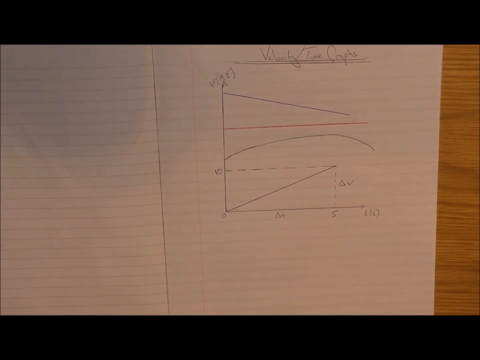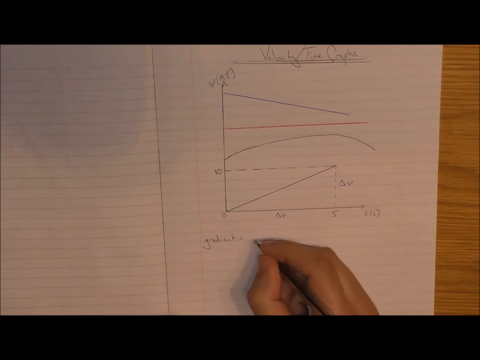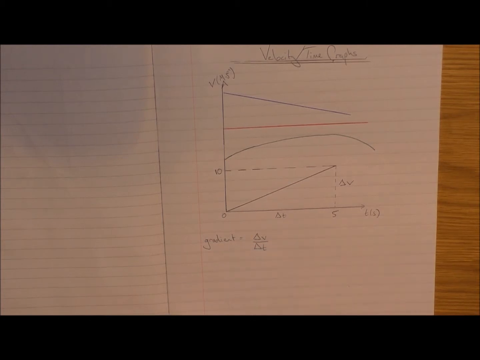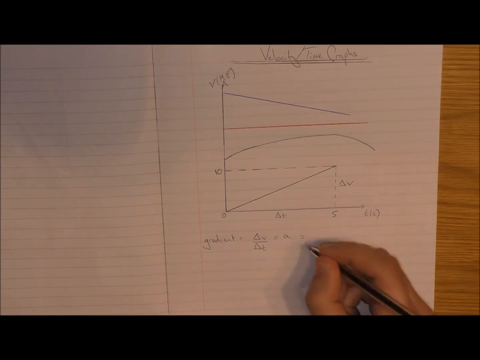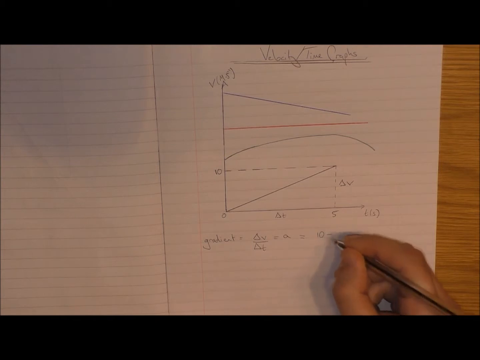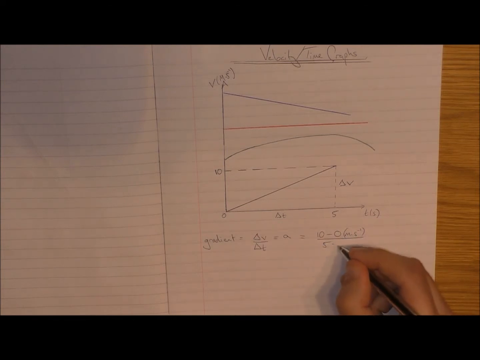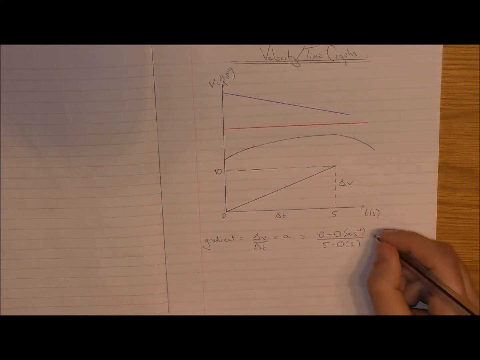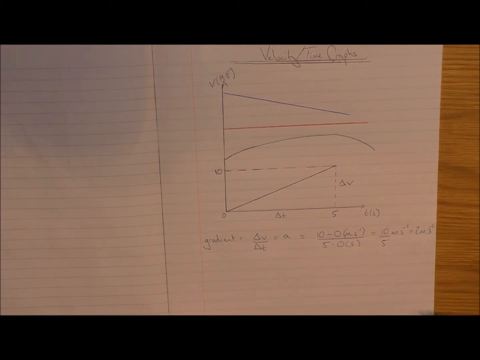and this delta T, we can have a look at the gradient, and that's going to equal delta V over delta T. That's an acceleration this time, a change in speed with time, change in velocity with time, and that is going to equal 10 minus 0 meters per second, and that's going to be divided by 5 minus 0 seconds, and that is equal to 10 over 5 meters per second squared, which is equal to 2 meters per second squared. Okay, so the gradient of a velocity time graph gives us the acceleration.